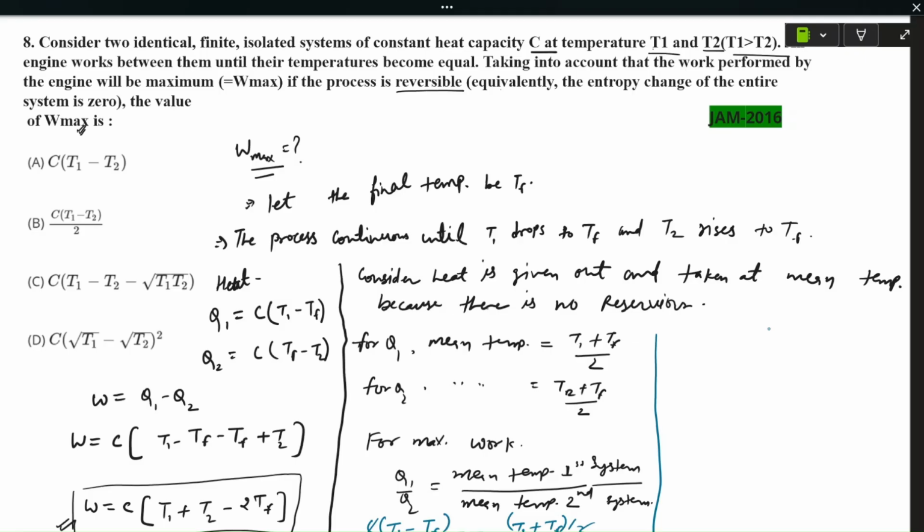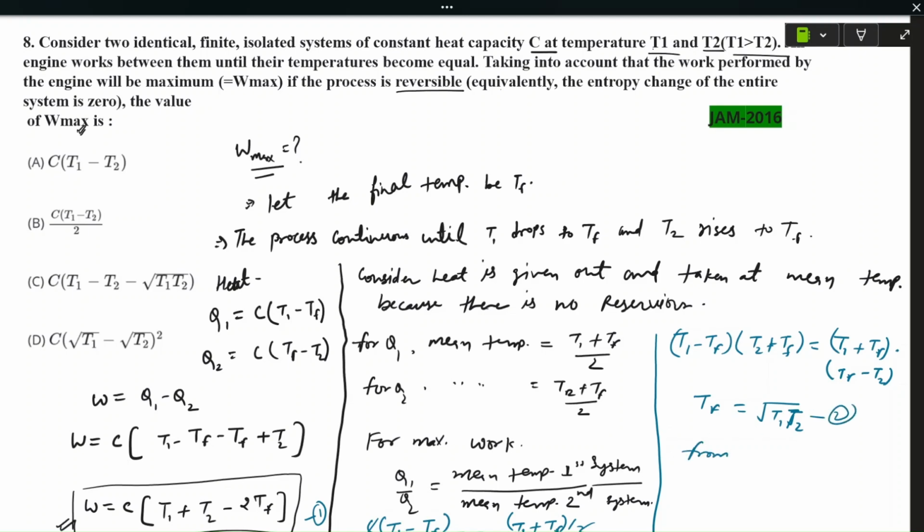So now our final terms will look like, by solving these two we get that (T1 minus T final) multiply (T2 plus T final) is equal to (T1 plus T final) multiply (T final minus T2), and by calculating this we get that T final is equal to root T1 T2. Suppose this is equation 1 and this is equation 2.